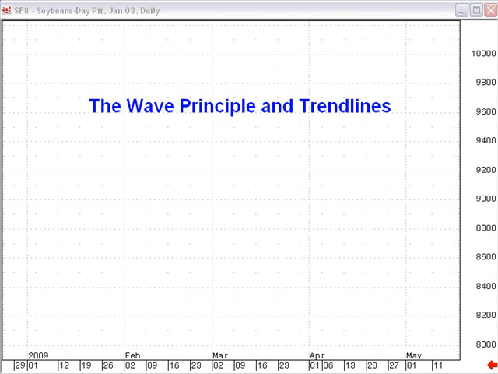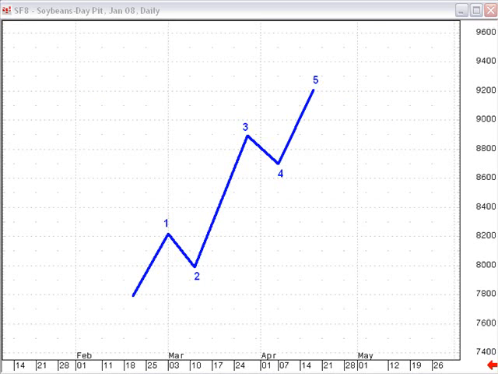In this section, we're going to be working with trend lines and the wave principle. Now, utilizing trend lines with regard to the wave principle is actually very simple. We primarily have two types of price channels that we work with. One is called a temporary channel, and one's called a final channel.